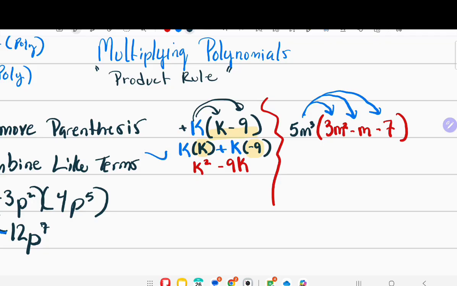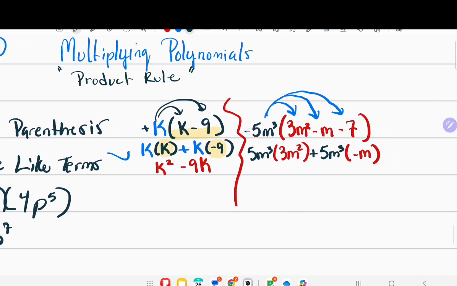Here we go. So the 5m cubed times what, though? 3m squared, or to the second. Then we got to go back outside. And what kind of 5 is that? So you say plus 5m cubed times what kind of m is that? What kind you said? That's right. You got to take that with it, negative m. Then you got to go back out there again. And what kind of 5m cubed is that? You say plus 5m cubed times what kind of 7?